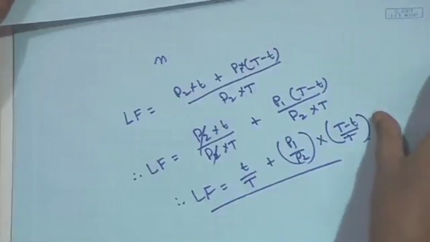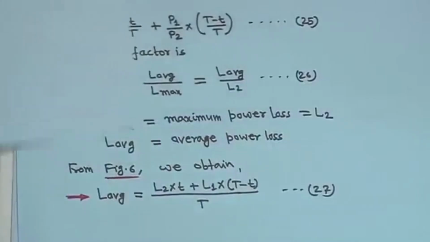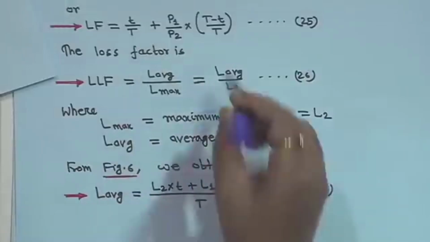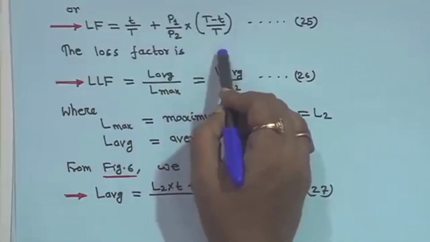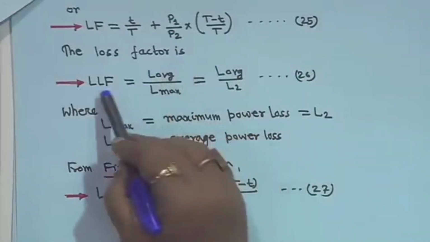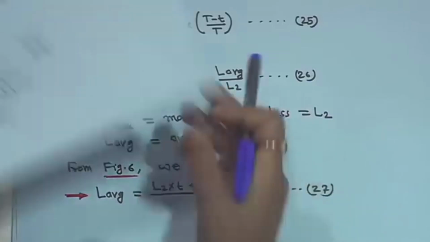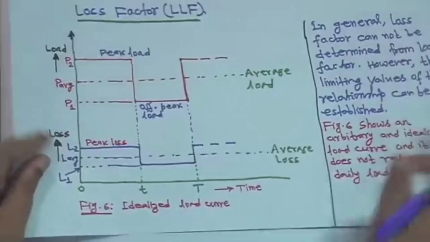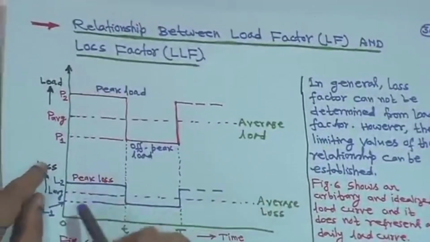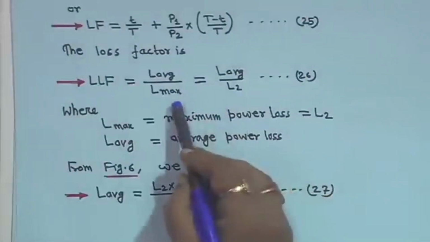That means this LF is equal to, whatever I wrote, small t by capital T plus P1 upon P2 into T minus t upon T. This is equation 25, right. Similarly, the loss factor LLF is equal to L average upon L max, right. So, from this figure, it is L average upon L2, right. L2 is the peak loss. That means during peak load, this is the peak loss L2, right. So, that means L max is equal to L2.